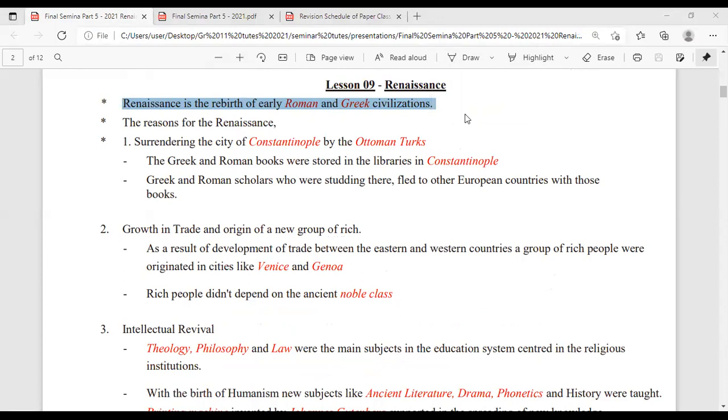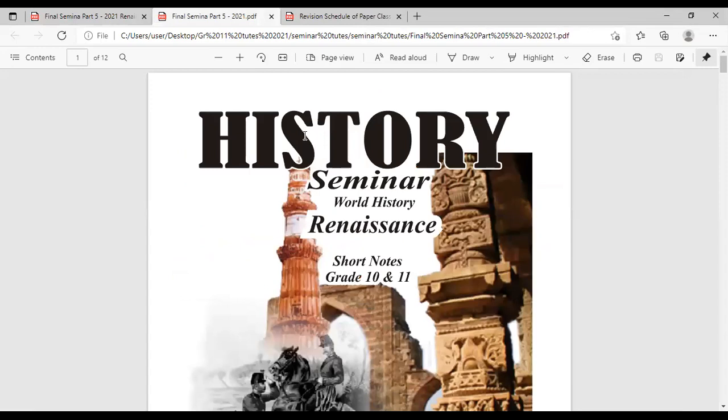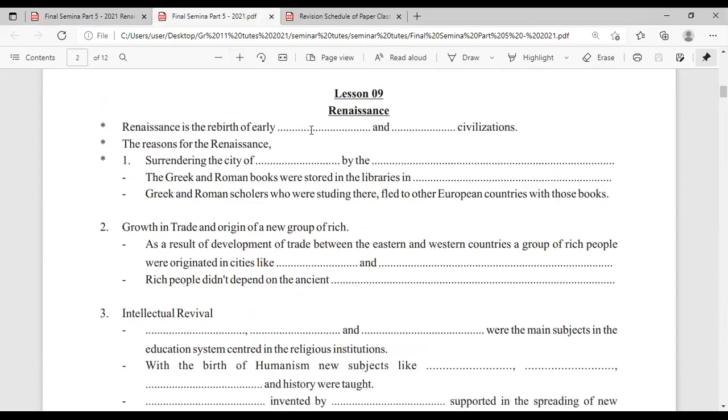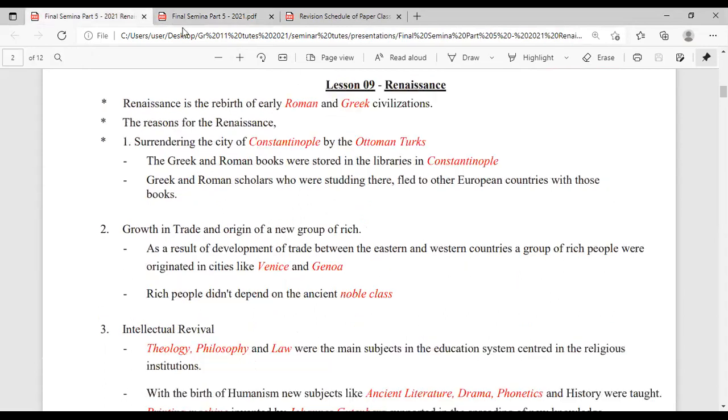Right. If you have any question, you can raise it at the same time. You don't have to wait for any other time. I'm explaining and giving answers to those also. Then you can write. The red color things are the answers. So now see here. Here I will show you. This is your tute. Here are blanks. And this is my presentation. Here you can write Roman and Greek civilizations. So while I explain like this, you just write.